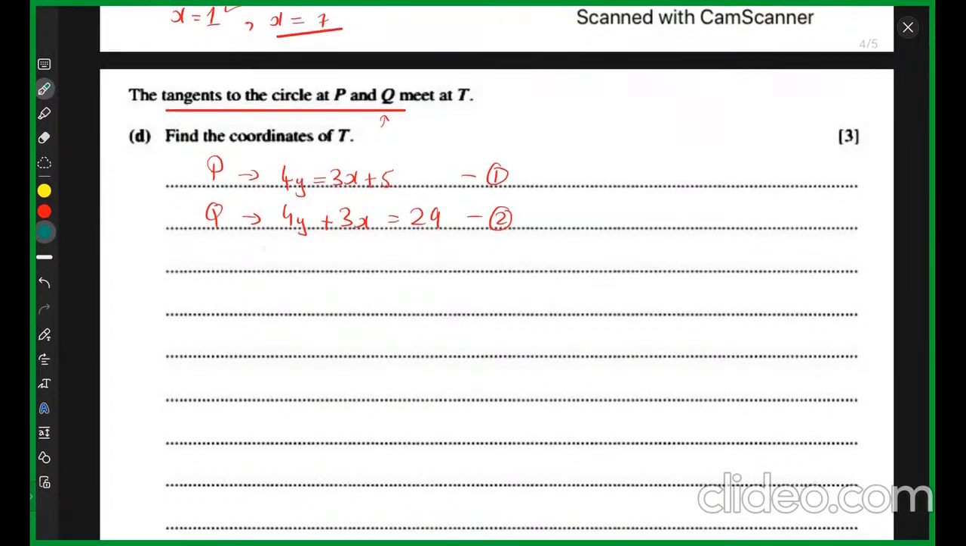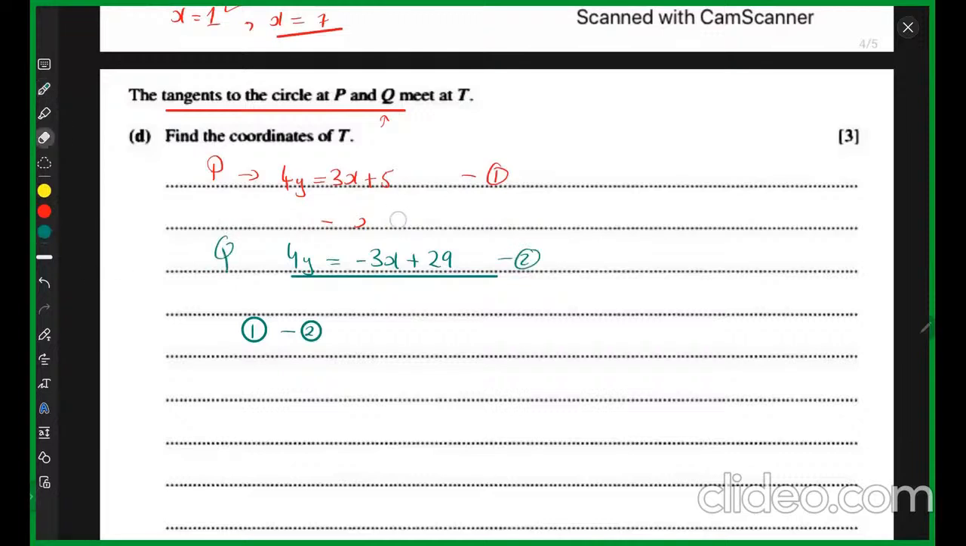So I can write down equation 2 as 4y equals minus 3x plus 29. Now I have equation 1 and equation 2, this one. And now what I can do is I can just do 1 minus 2. Think about it as equation 2. This is for Q. And now things would be easier. Okay. Let me just do 1 minus 2.